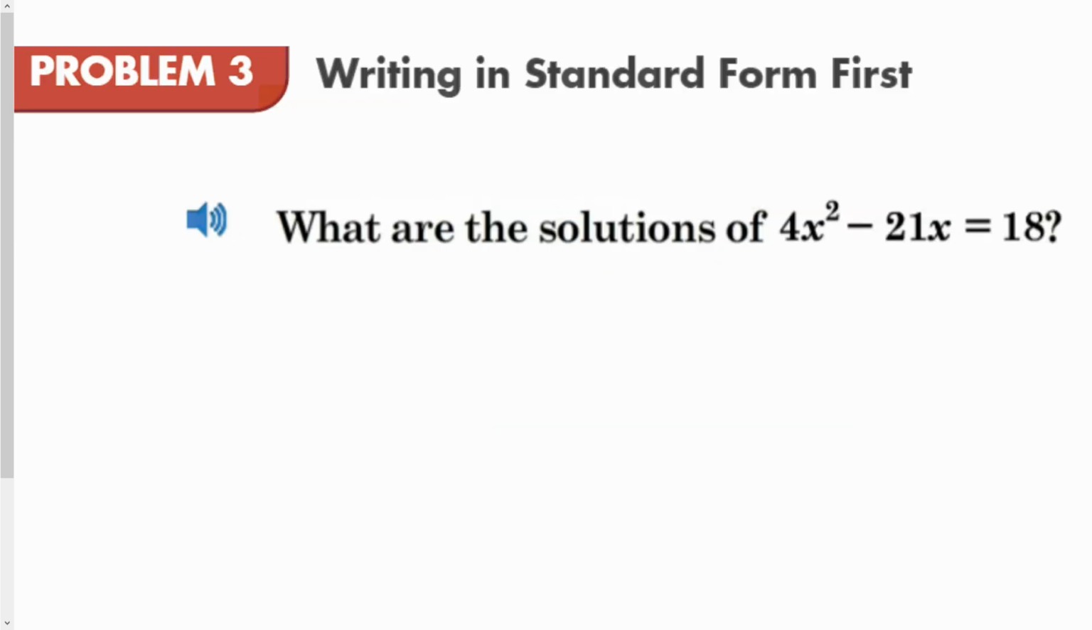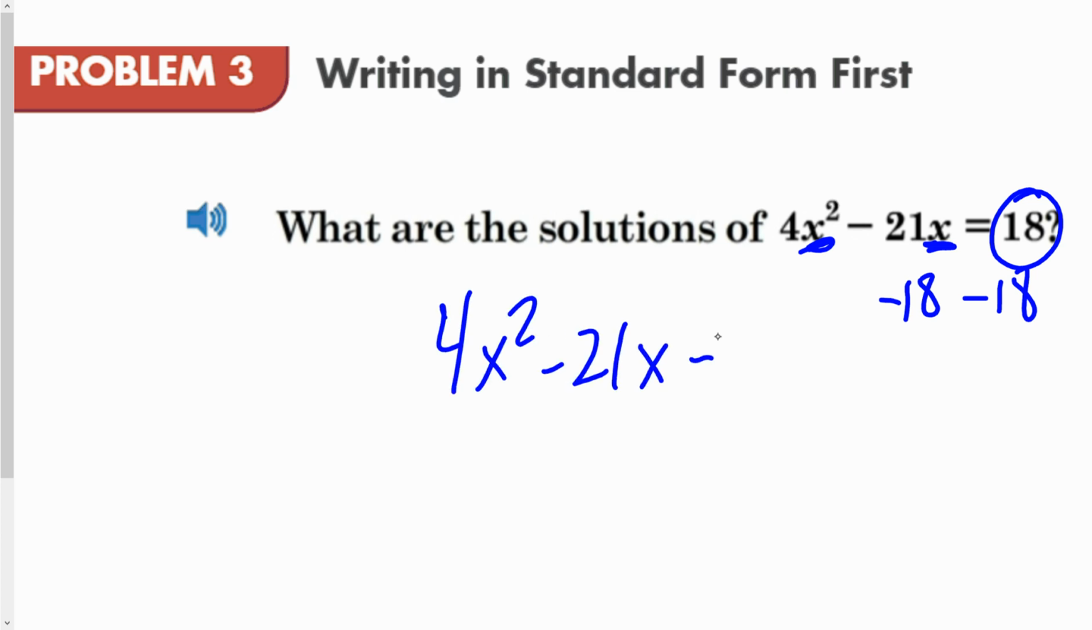Okay, so writing in standard form first. This is when we're not equal to 0, so we've got to move it over. And I can't take it away from 21 because 21 has an x. I can't take it away from 18 or 4 because it has an x squared. So I just add it to the list, 21x, and there's my c.